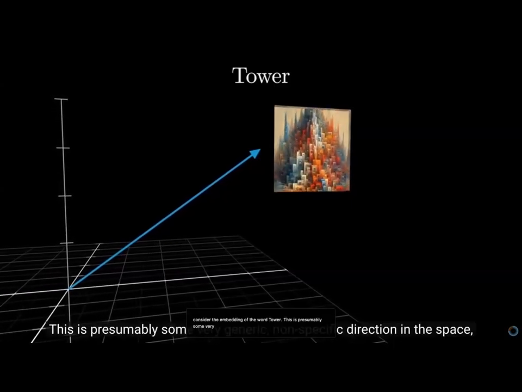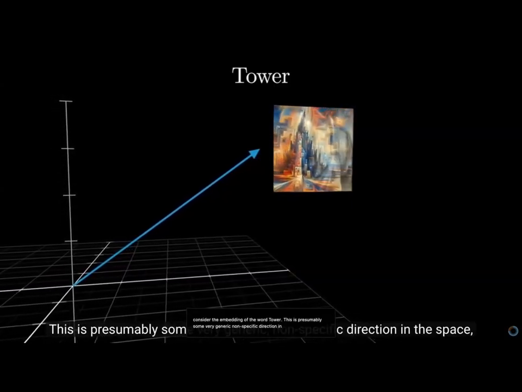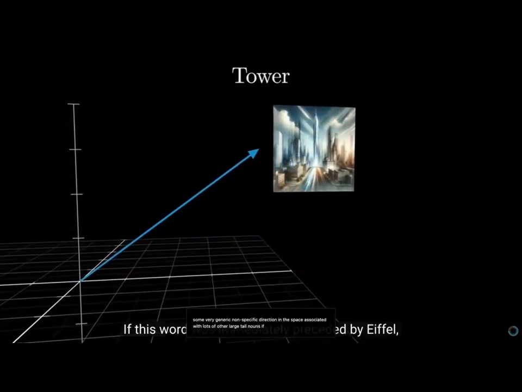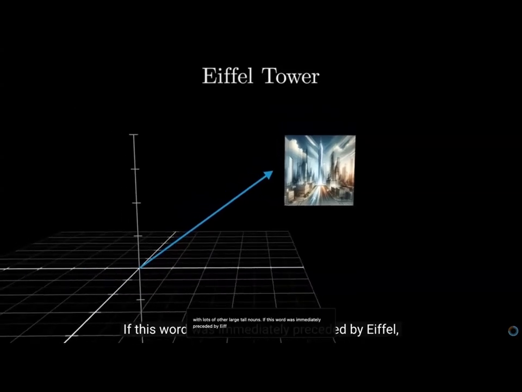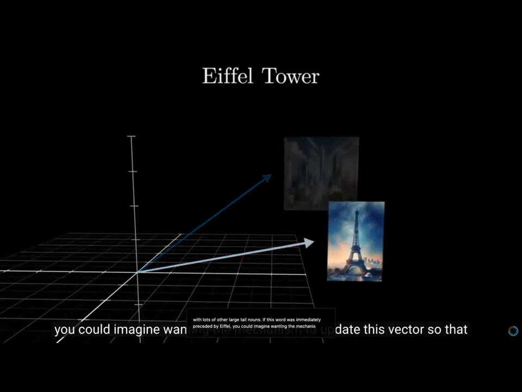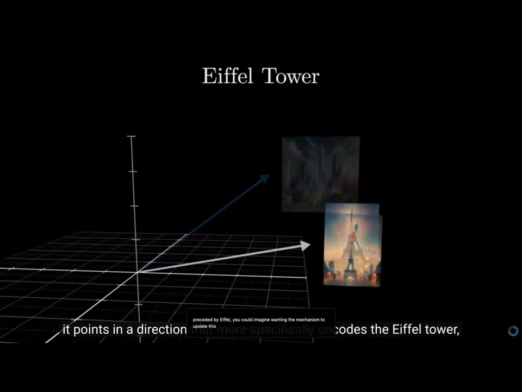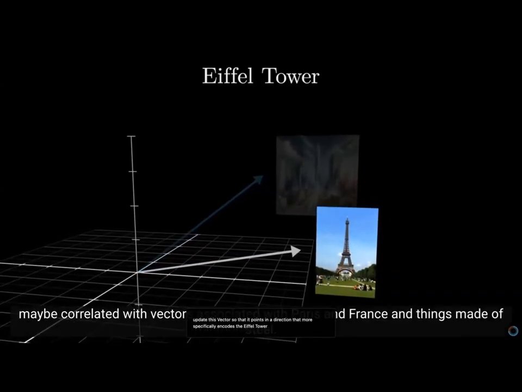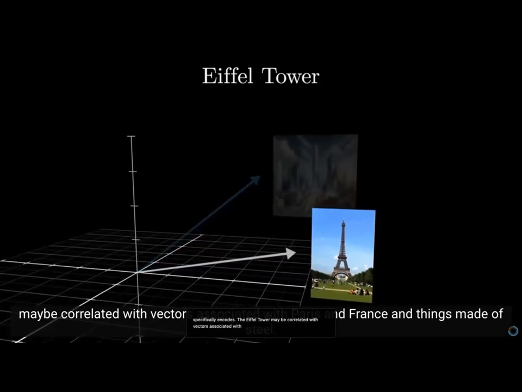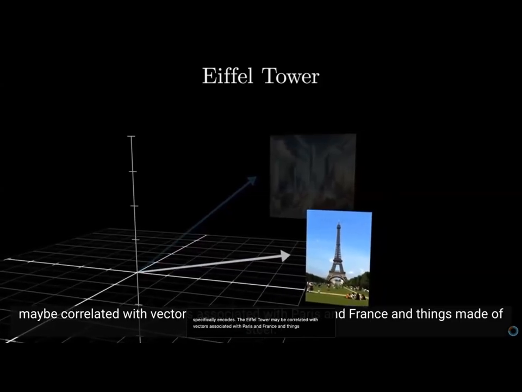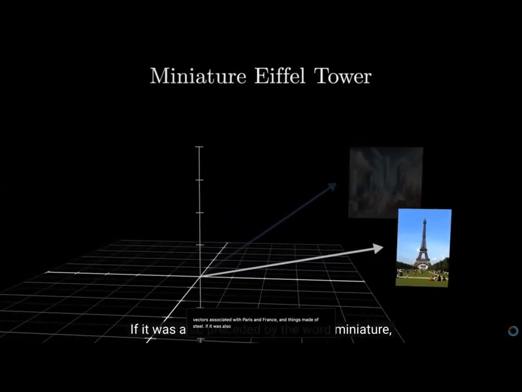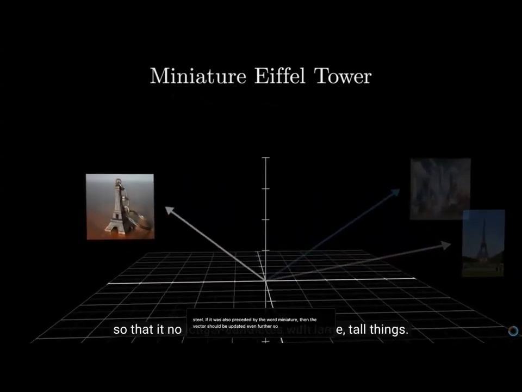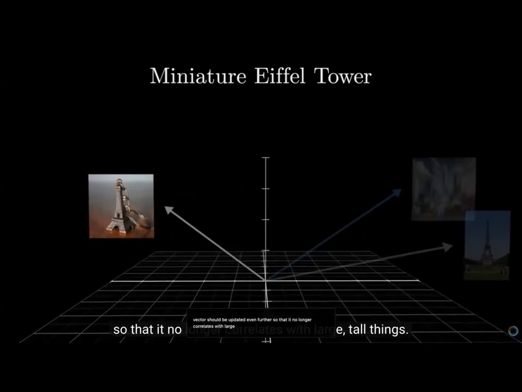This is presumably some very generic, non-specific direction in the space associated with lots of other large, tall nouns. If this word was immediately preceded by Eiffel, you could imagine wanting the mechanism to update this vector so that it points in a direction that more specifically encodes the Eiffel Tower, maybe correlated with vectors associated with Paris and France and things made of steel. If it was also preceded by the word miniature, then the vector should be updated even further so that it no longer correlates with large, tall things.